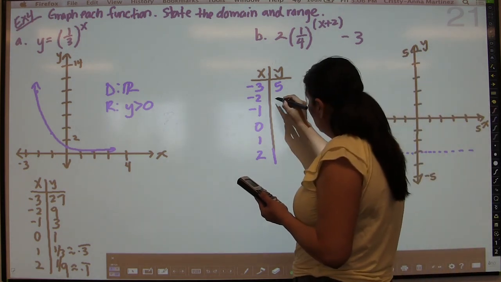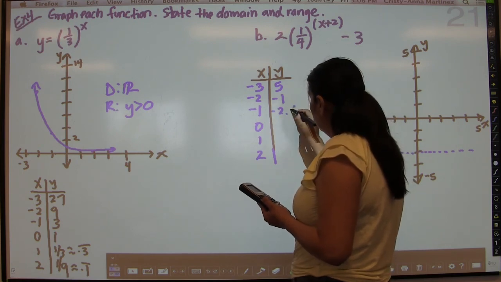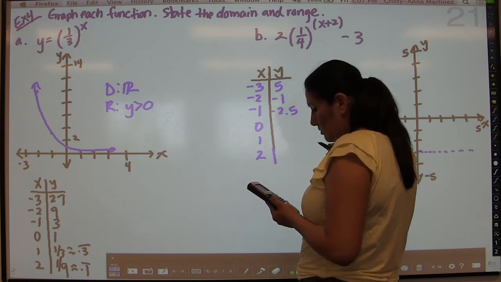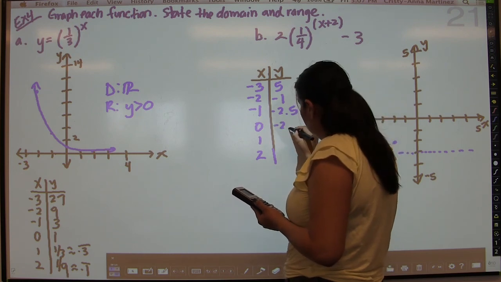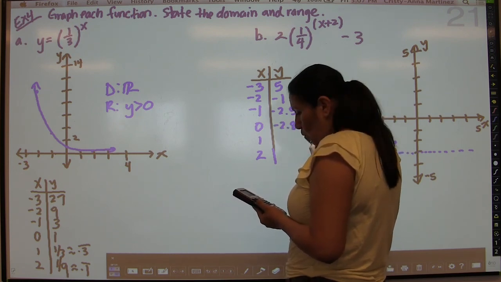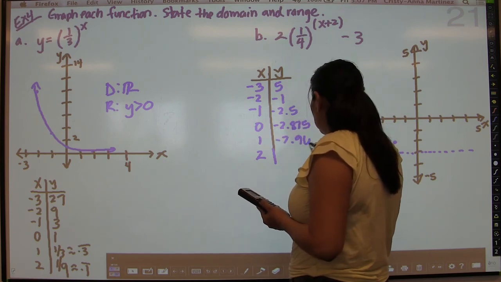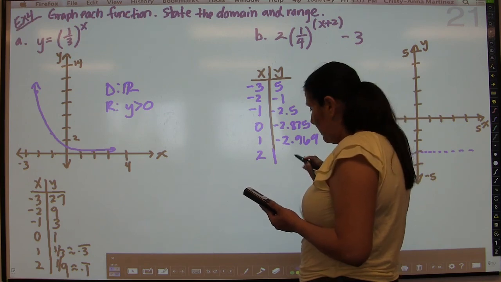going to give me -1. -1 is going to give me -2.5. And then 0 is going to be -2.875. 1 is -2.969. So you can see that it's getting closer and closer to -3. And then at 2, it's -2.992.